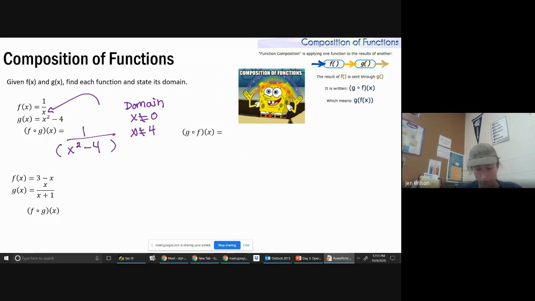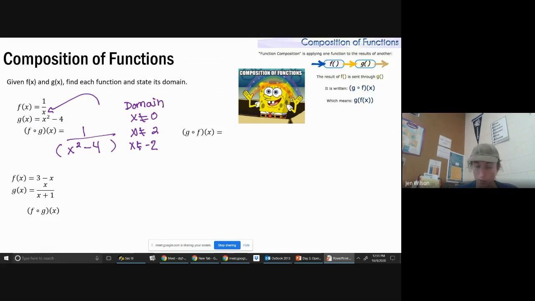No, sorry, x could be 4. It couldn't be 2 because 2 squared is 4, minus 4 is 0. Then it would be undefined. And x could not be -2 because -2 squared is 4. Then you subtract 4 and you get 0. All of these things would make this undefined.